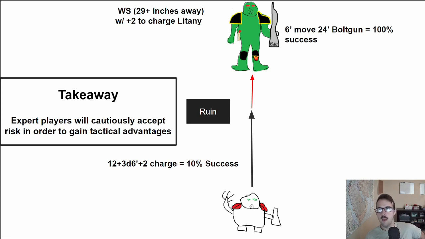So the takeaway on this one is that expert players are going to cautiously accept risk in order to gain tactical advantages. A basic level of understanding of the game is staying out of threat ranges, and that's great. But sometimes you actually want to slightly be in threat ranges in order to gain a tactical advantage for yourself that is more important than the risk that you take from your opponent.